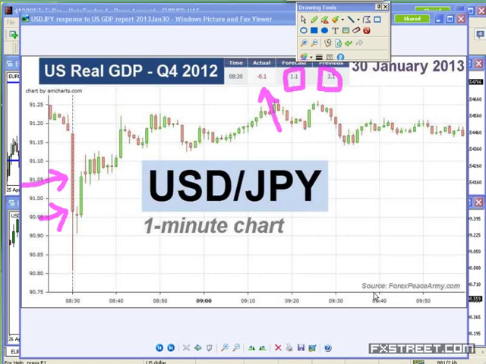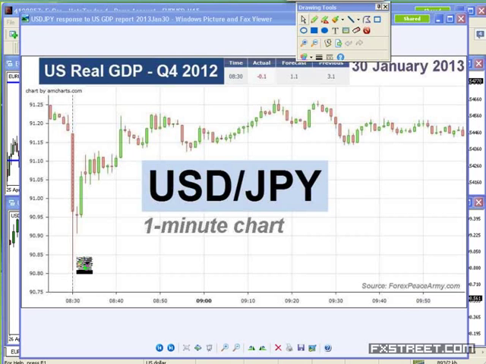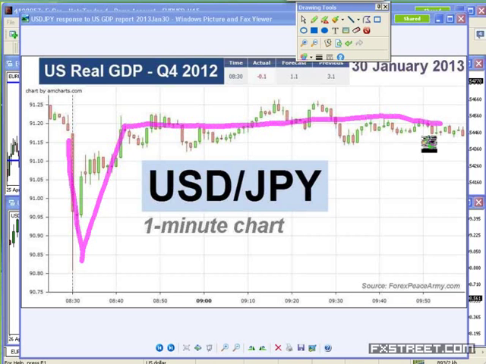Let me reset the drawing tool. Notice what happened from there. Essentially speaking, the dollar-yen was bought. So initial move down, dollar-yen back up 10 minutes later, and never changed. I'm only showing 90 minutes' worth of price action, but I can tell you the dollar-yen didn't do much more than that. So there's one example.